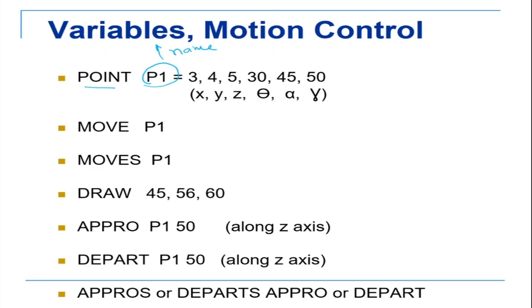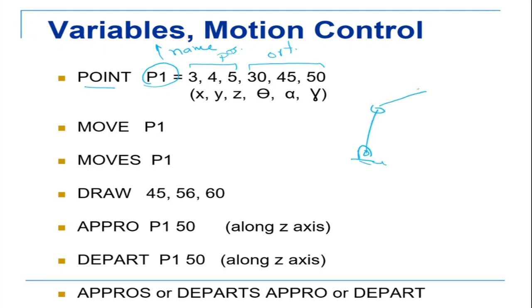So, this is a point P1. The variable name is P1, and this points to the end effector location. The x, y, z is given here, and theta, alpha, and gamma are the orientation. So, this is the position of the end effector, and this is the orientation of the end effector. Point P1 indicates a point of the end effector where the position is 3, 4, 5 xyz coordinates, and the orientation angles are theta, alpha, gamma.